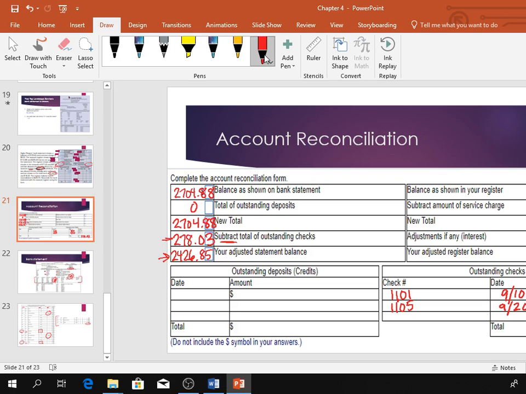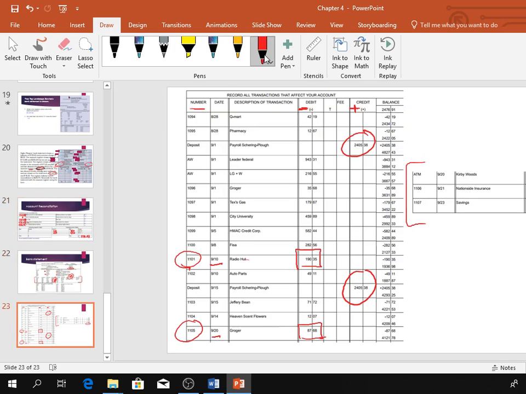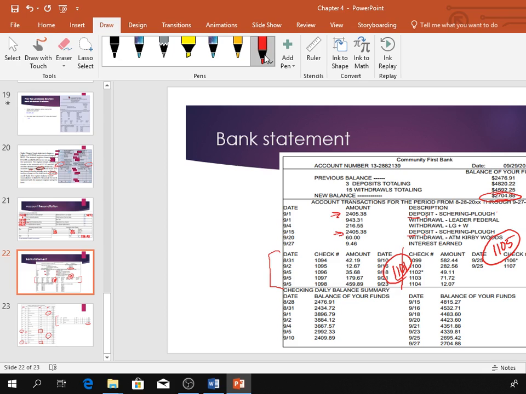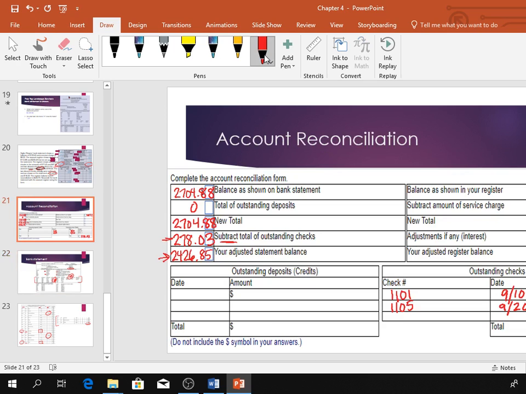So let's look at my register. The amount shown at the end of the month for my register was this $2,417.39. Okay, so now I need to see if there are any service charges that I wouldn't have written down because I wouldn't have known. So I'm going to look at my bank statement to see if there are any service charges. Withdrawals, interest, checks. Nope, no service charges. Woohoo! So that's zero. So that's still $2,417.39. If there had been something, you would have subtracted it.